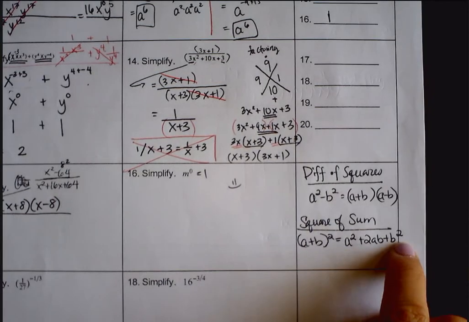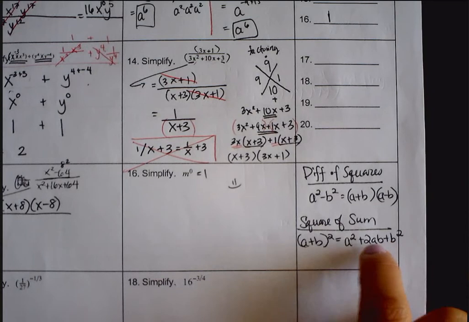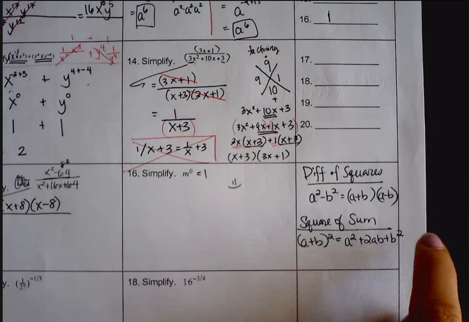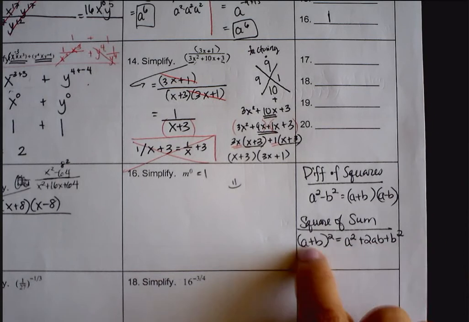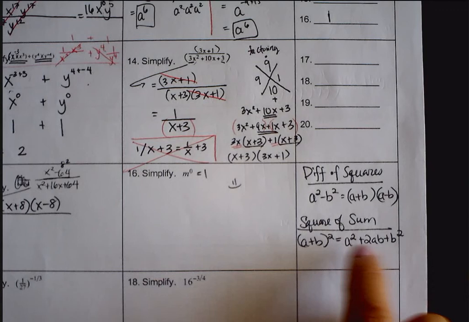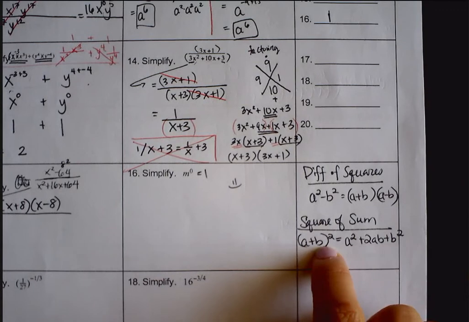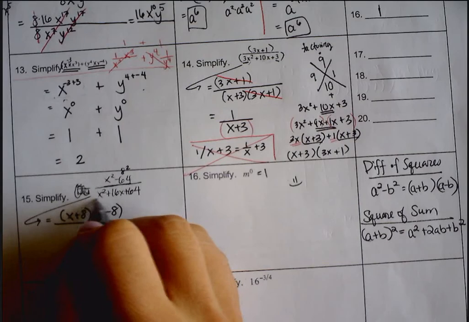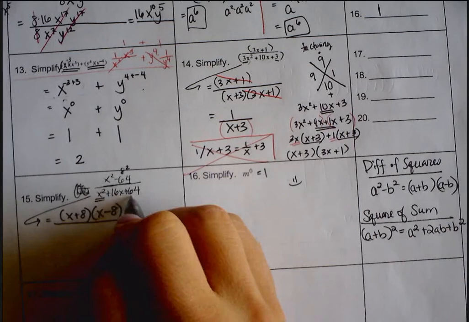Notice here, x squared is a square. 64 is also a square, it's 8 squared. And look, the middle, 16x, is really 8 times x doubled. So it fits this rule. So right away you can tell that this is x plus 8 squared.